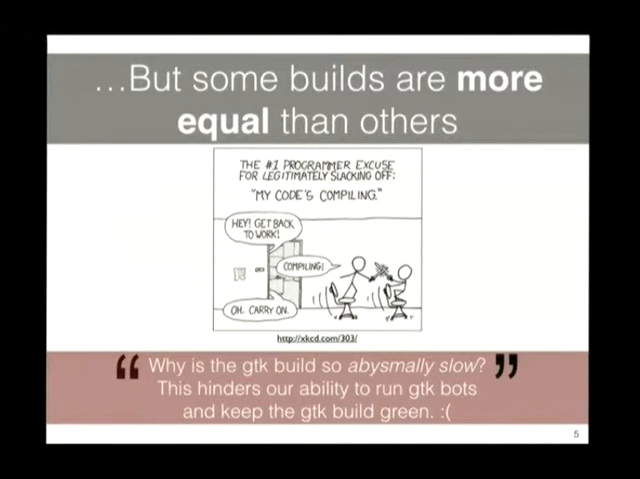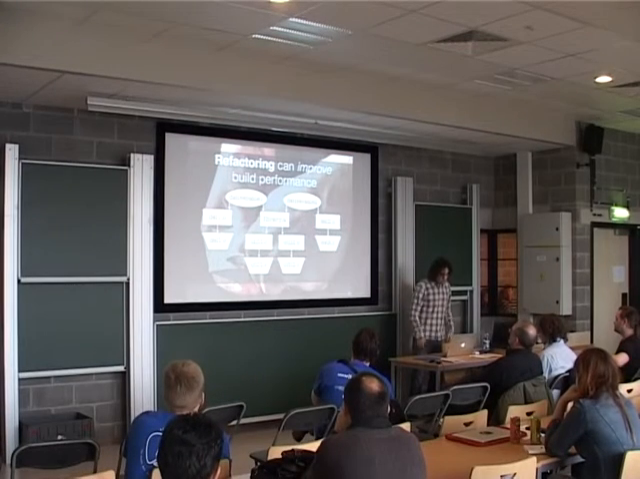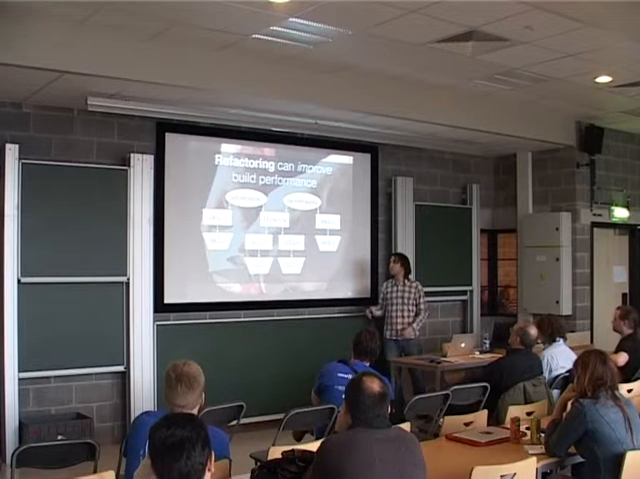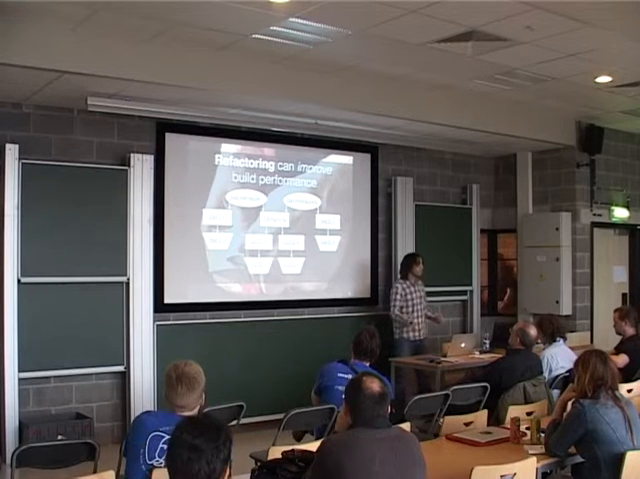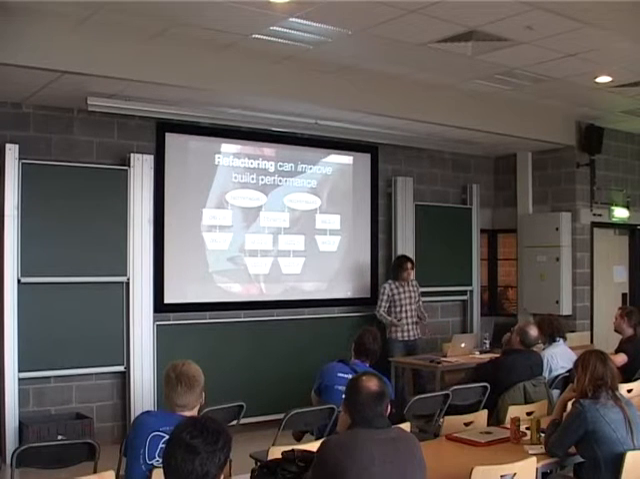And we've got some quotes from GTK developers who say the build is abysmally slow and it's preventing them from being able to get their job done. So slow builds are actually impacting people, or that's the impression that we get. So what can people do to address build performance in the wild?